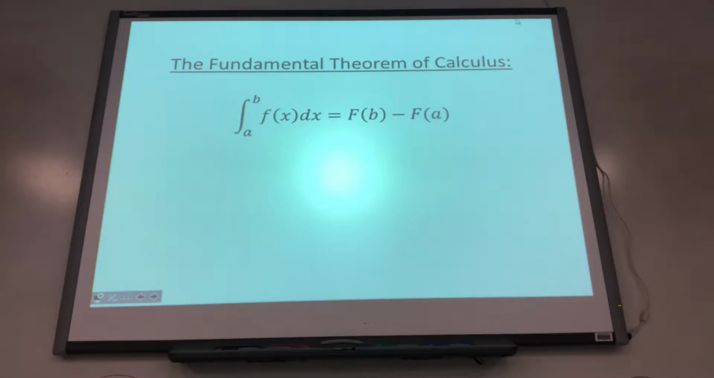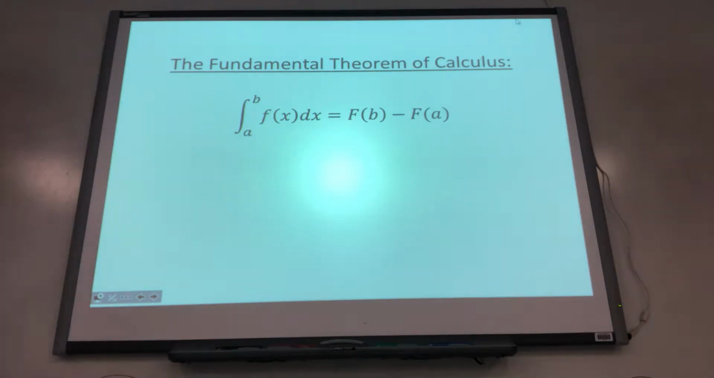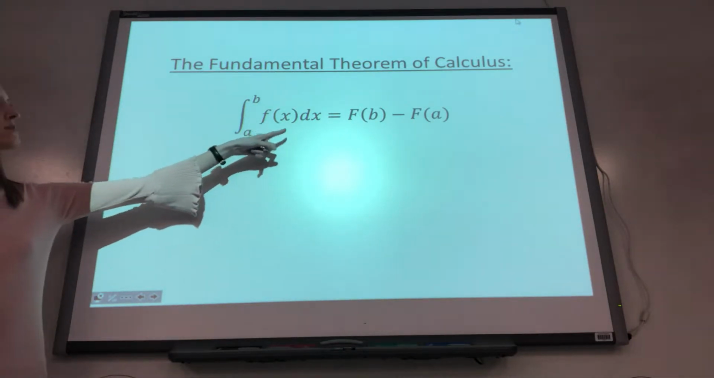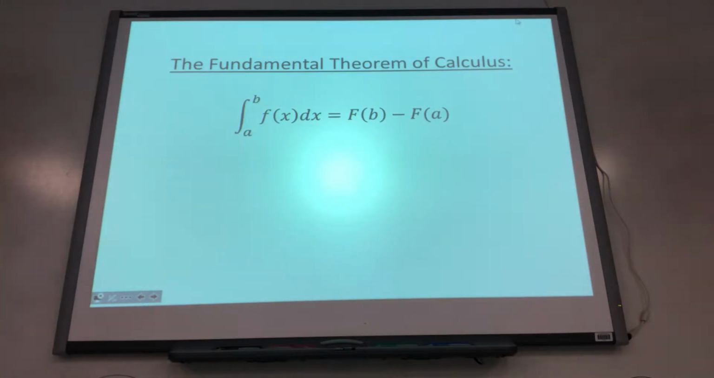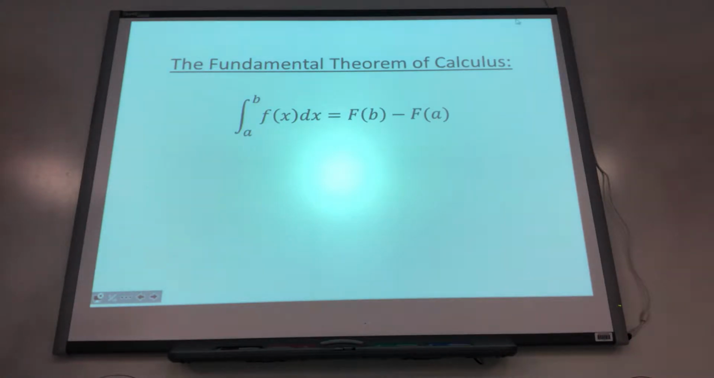And it says, if you integrate from A to B, so again, A is the lower bound, B is the upper bound. Everything I'm doing today is in terms of x, by the way. You won't have to integrate with respect to y. But it says the integral from A to B of f of x dx equals capital F of B minus capital F of A.